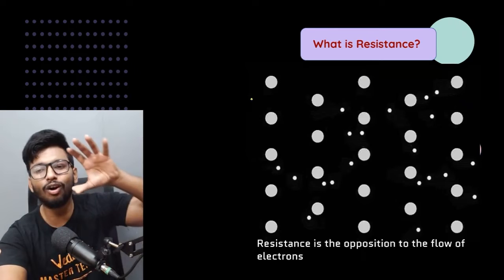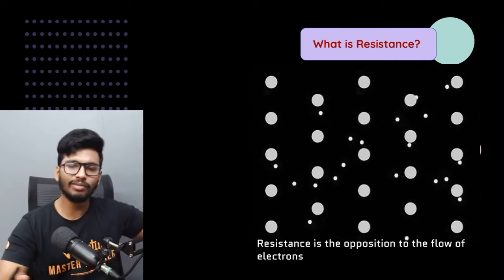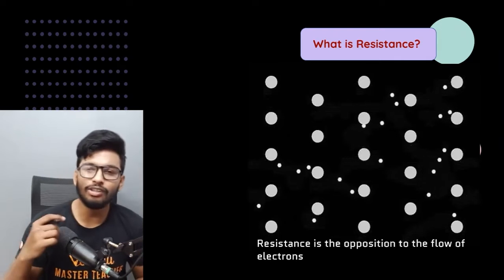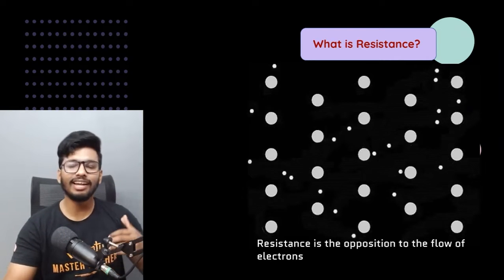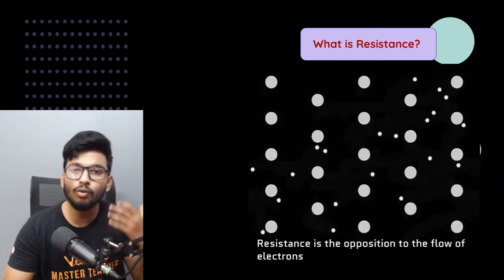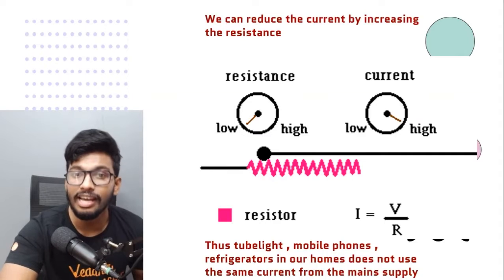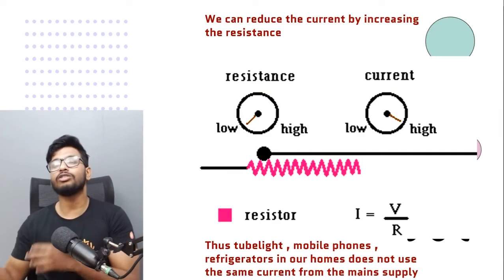And the cause of resistance, like I told you just now, is nothing but the collision. See, guys, when electrons are moving through a conductor, they are not moving in a straight line. They are colliding with other ions and other electrons. Every time they collide, they are losing electrical energy. They're losing some momentum. They're losing some velocity. So that is the cause of resistance.